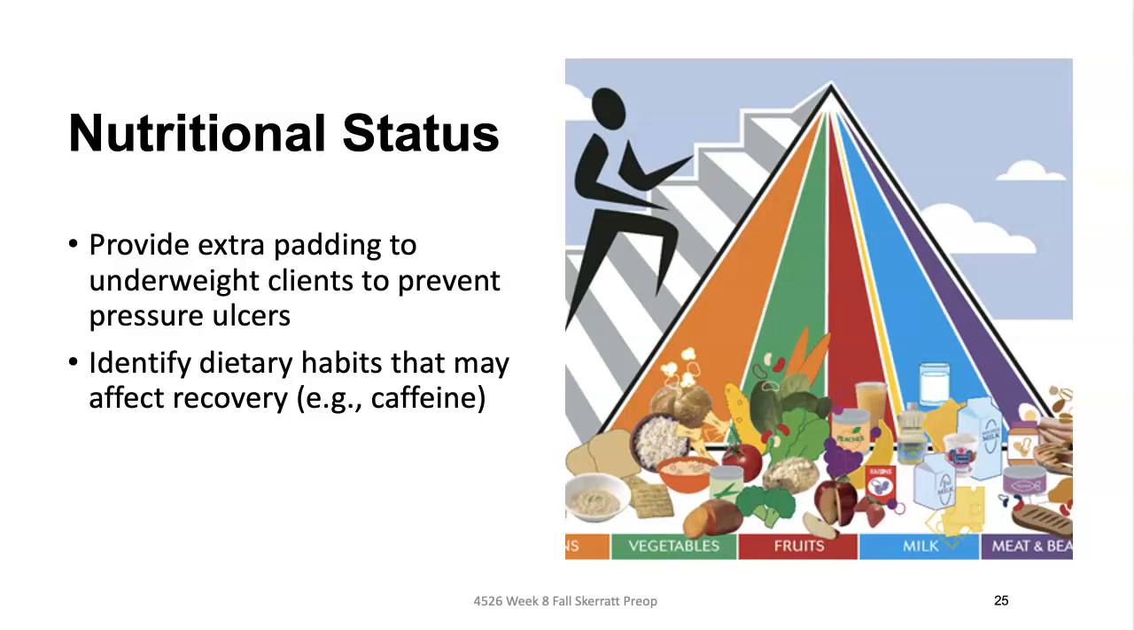The nutritional status. So again, if it's an individual with poor nutritional status, they may be very thin and weak. So provide extra padding to underweight clients to prevent pressure ulcers. And it's important to identify any dietary habits that may affect surgery. For example, caffeine. If you're coming in for heart surgery, it's recommended that afterwards you do not have any coffee. So a caffeine-free diet.